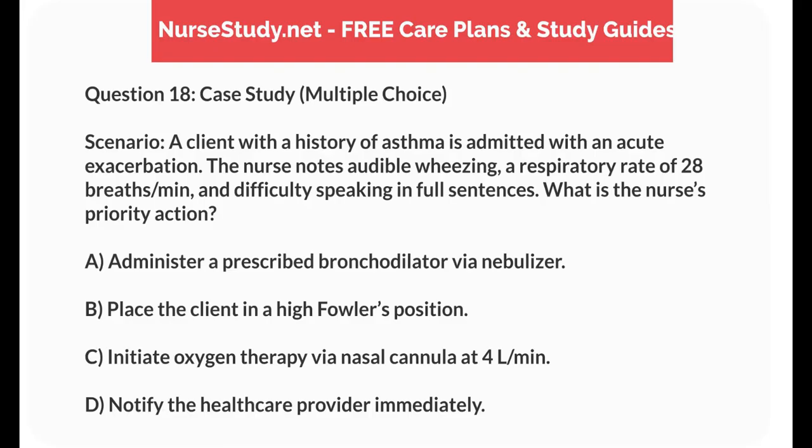Question 18, case study, multiple choice. Scenario: a client with a history of asthma is admitted with an acute exacerbation. The nurse notes audible wheezing, a respiratory rate of 28 breaths per minute, and difficulty speaking in full sentences. What is the nurse's priority action?